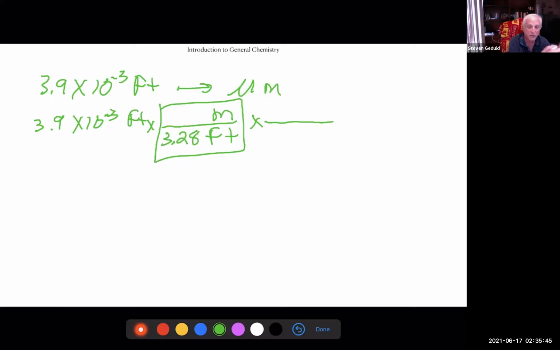You can do it a whole bunch of different ways. I could have converted feet to inches, inches to centimeters, centimeters to meters, meters to micrometers. Or I could have gone feet to meters, meters to micrometers. I'll do it both ways just to show you there's different ways to do it. You get the same answer.